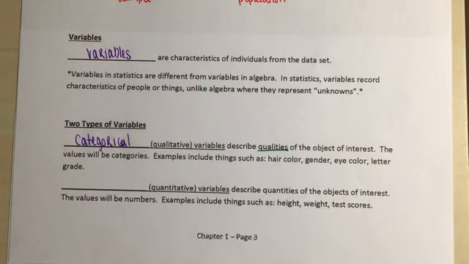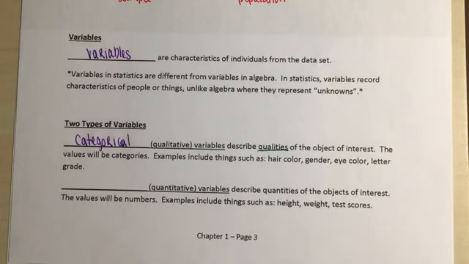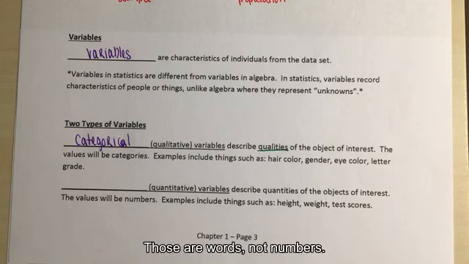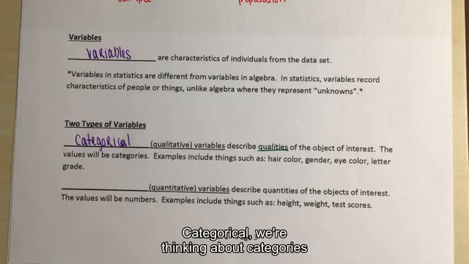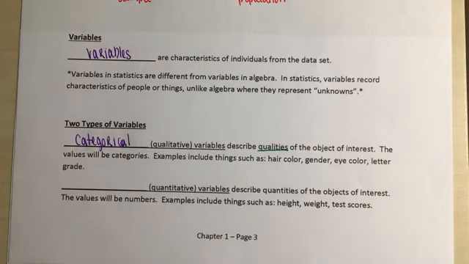Things such as hair color, gender, eye color, letter grade, things along those lines, right? So eye color could be brown, could be blue, could be hazel, right? Could be green. Those are words, not numbers. So categorical, we're thinking about categories that we can fit these different characteristics into that we're looking at.